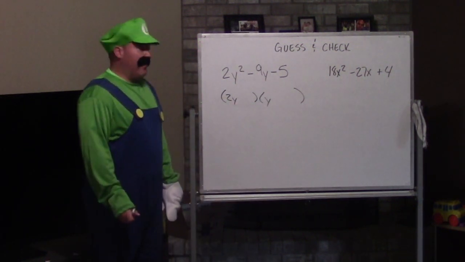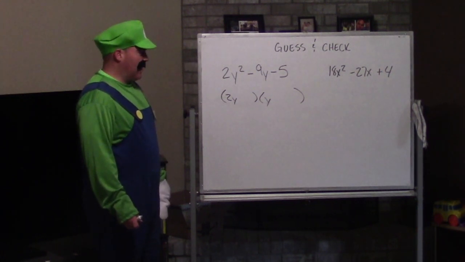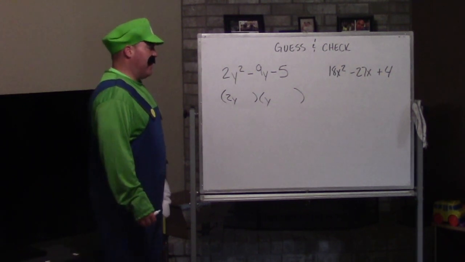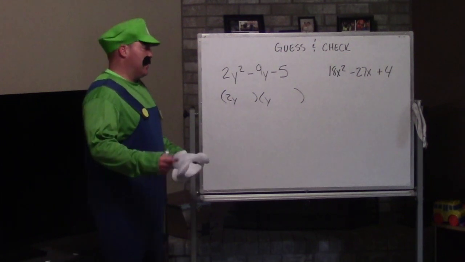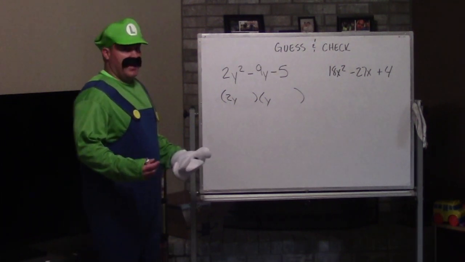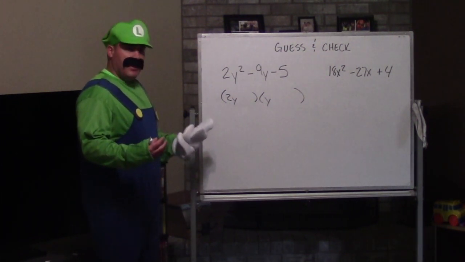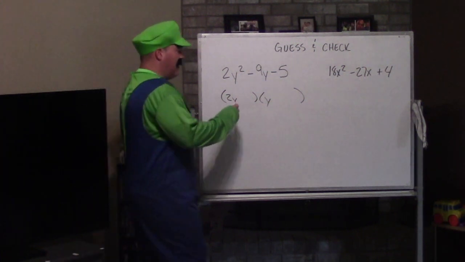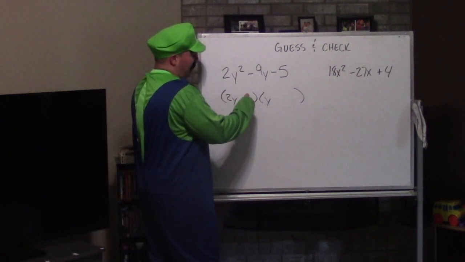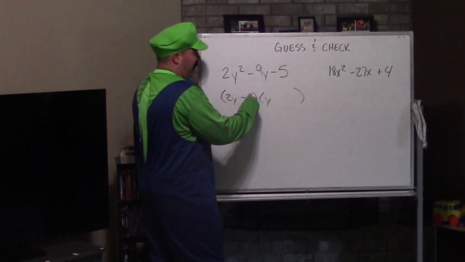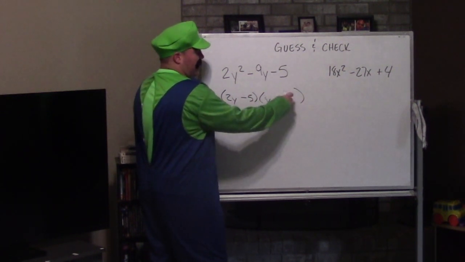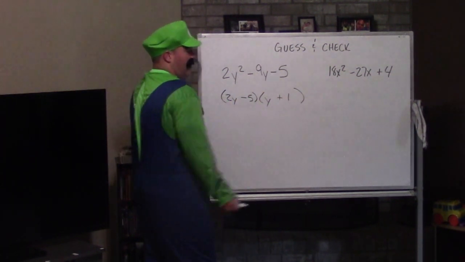So when I want to try and get negative 5, I've got to think about those inside loops. And basically, I'm literally just guessing and checking. So let's say I put the minus 5 here. So if this is minus 5, then this has to be plus 1.